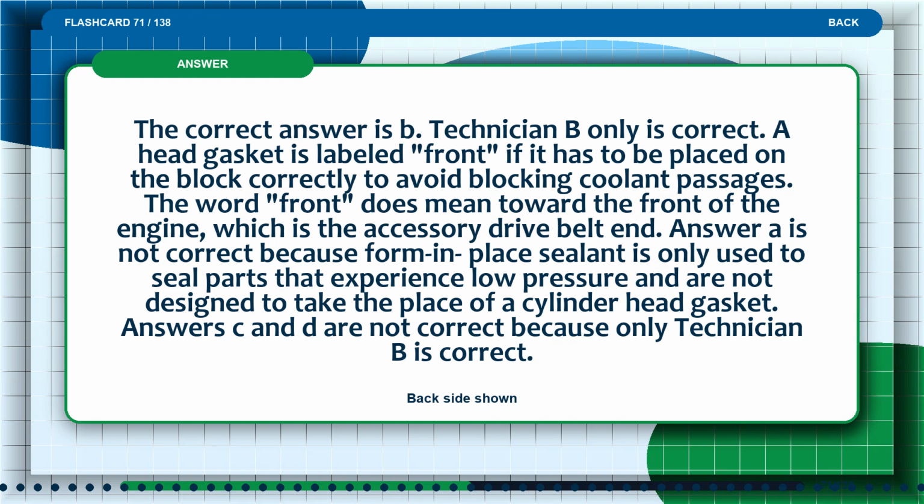The correct answer is B. Technician B only is correct. A head gasket is labeled front if it has to be placed on the block correctly to avoid blocking coolant passages. The word front does mean toward the front of the engine, which is the accessory drive belt end. Answer A is not correct because form-in-place sealant is only used to seal parts that experience low pressure and is not designed to take the place of a cylinder head gasket. Answers C and D are not correct because only technician B is correct.